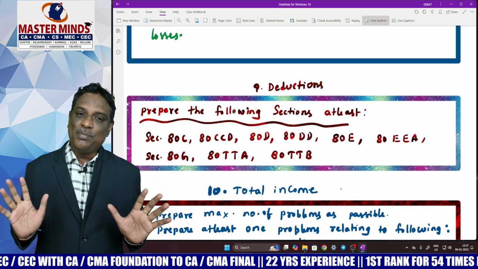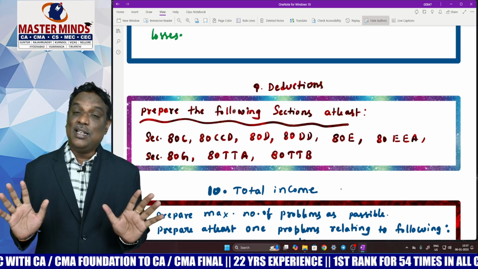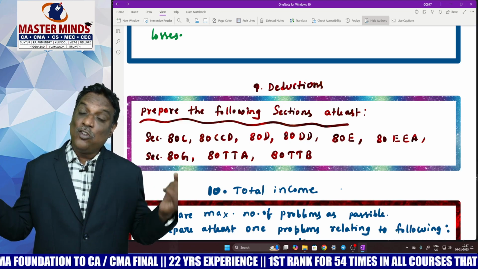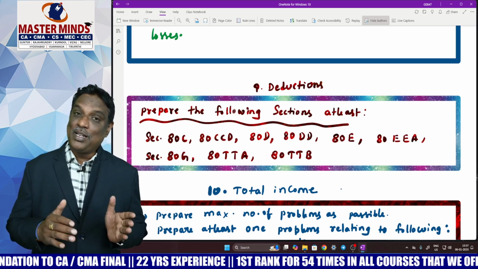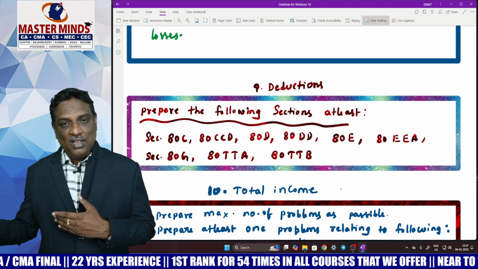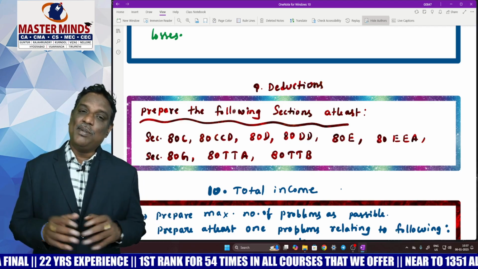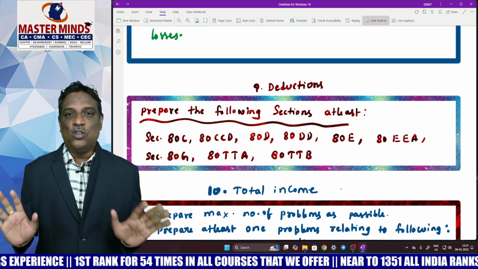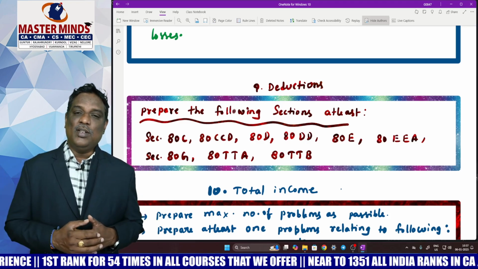At least prepare these sections. They are very useful to you while solving problems relating to other chapters. This chapter may connect with total income, clubbing, or set off and carry forward. Compulsorily, it's a unique chapter. You need to prepare at least the following sections. Don't skip. Okay.